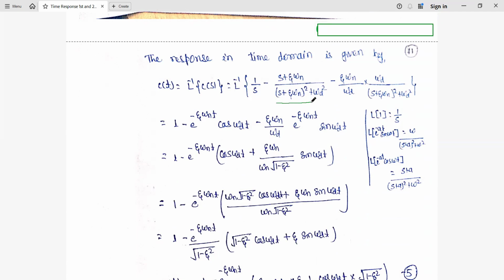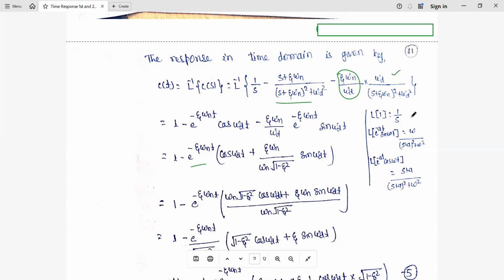Laplace inverse of the second term we have, that is going to be e to the power minus damping ratio omega n t into cos omega dt. Okay. Similarly, for the third term, this part will remain as it is. For this portion, we have e to the power minus damping ratio omega n t into sine omega dt. Now in this, what is the common? That part is taken outside, and here we are going to simplify again by taking the LCM.